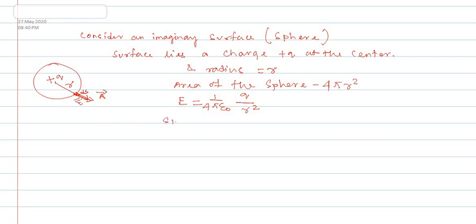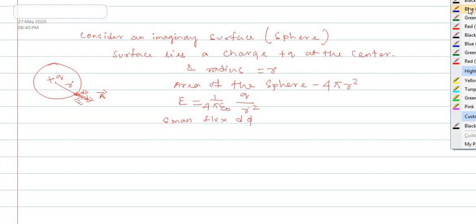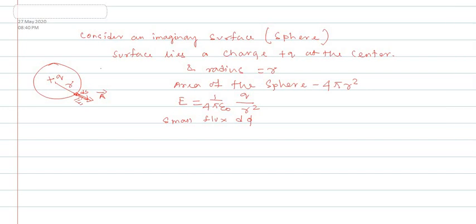So we calculate the small flux. Let us take d phi. Why are we considering the small flux? Because we are considering a small area. So we are considering the small flux d phi, linked with the small area ds.